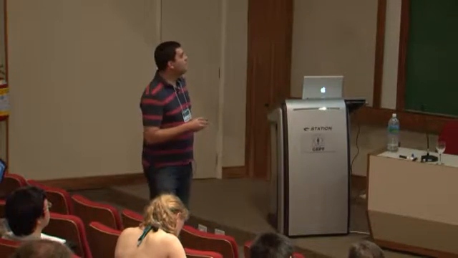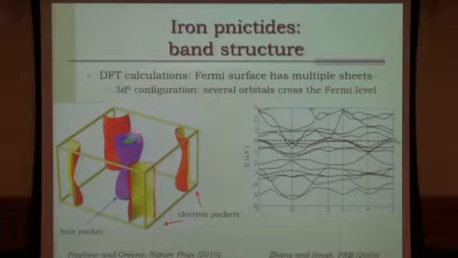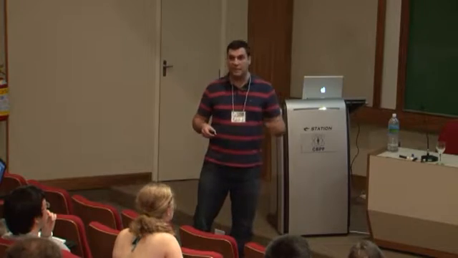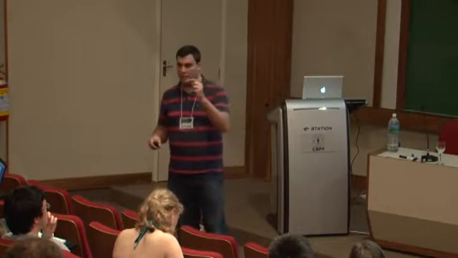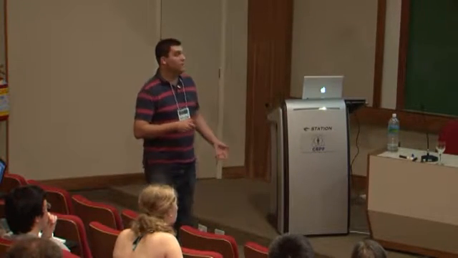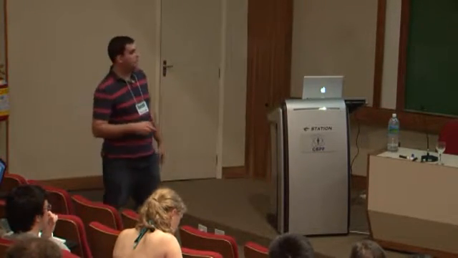If you ask them to plot the actual Fermi surface, it looks a bit more friendly. This is in 3D. You see hole pockets in the middle of the Brillouin zone, and electron pockets in the corners. The reason it's complicated is because of the 3d6 configuration. The crystal field splitting is not that big, which means that several orbitals contribute to the Fermi surface.